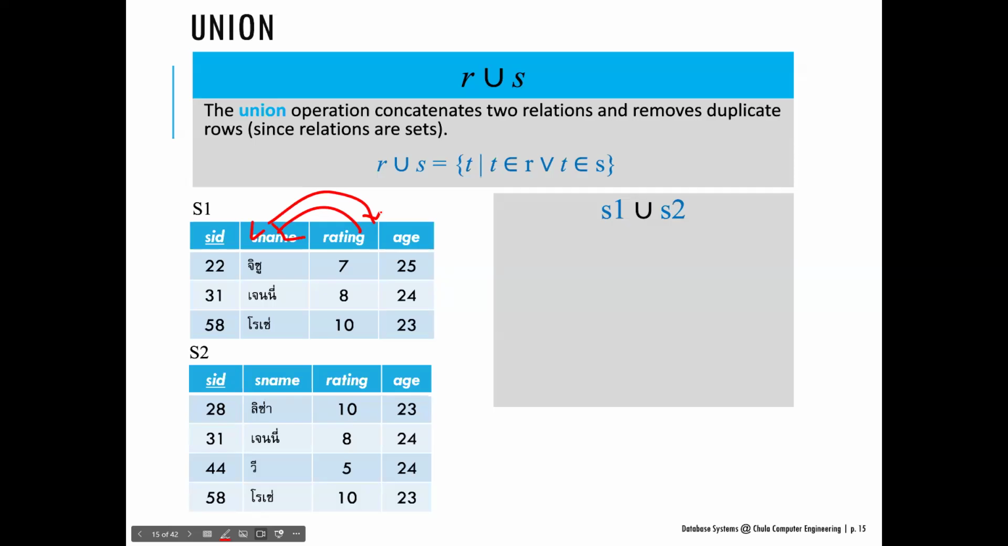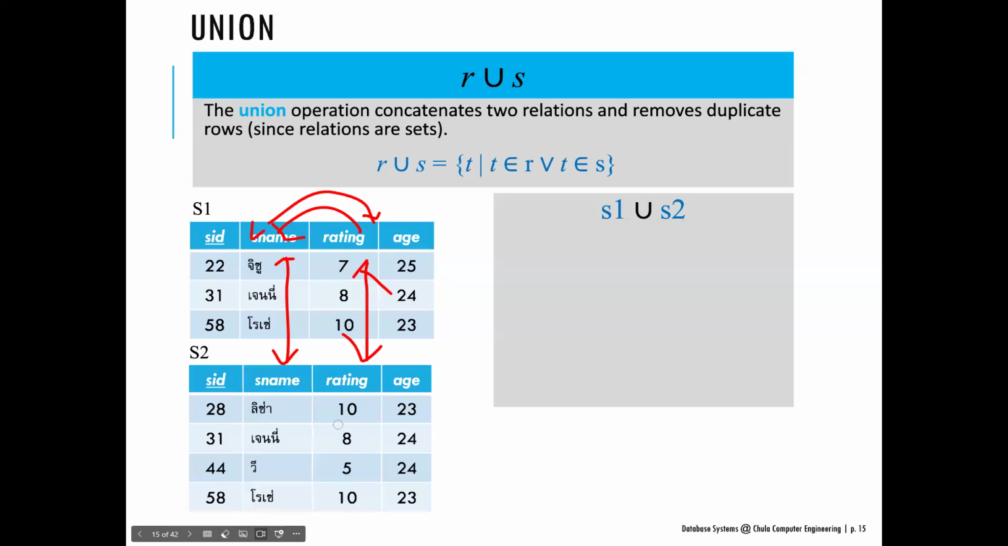Would it still be union compatible? Of course not, right? Because attribute number 2 here has to have the same type. It doesn't have the same name, but it has to have the same type. So if I switch, name is actually string and rating is integer. So it's a different type if I switch, so it wouldn't be union compatible in that case.